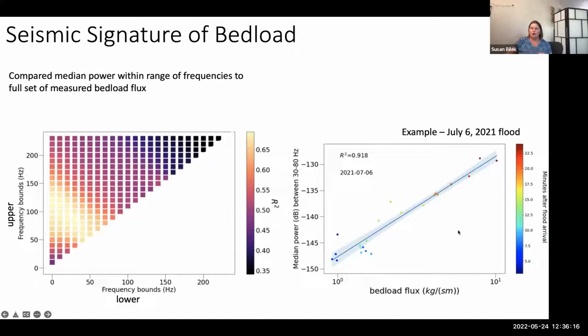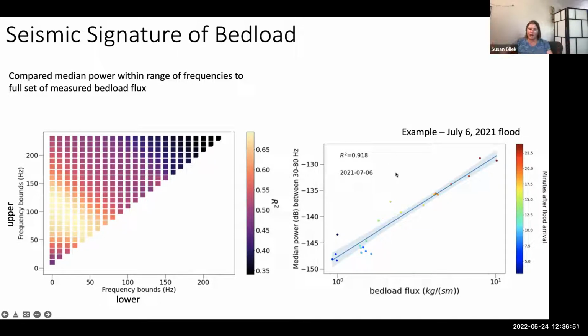And this plot on the right is just an example of that for one particular flood. So this is just median power between a frequency range here, 30 to 80 hertz, as a function of measured bed load flux. And you can see it's a pretty good fit for that particular flood with an R squared of about 0.92. And this is capturing about 24 minutes after the flood arrived, where we have those bedload measurements. So we have a really good linear fit to this one.